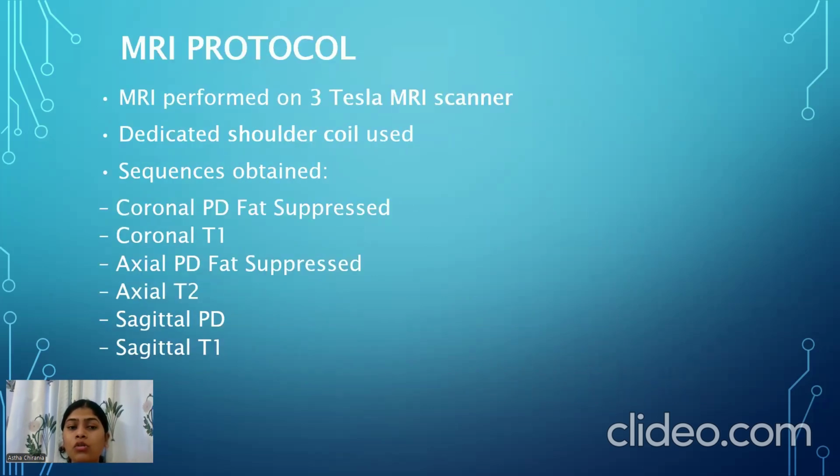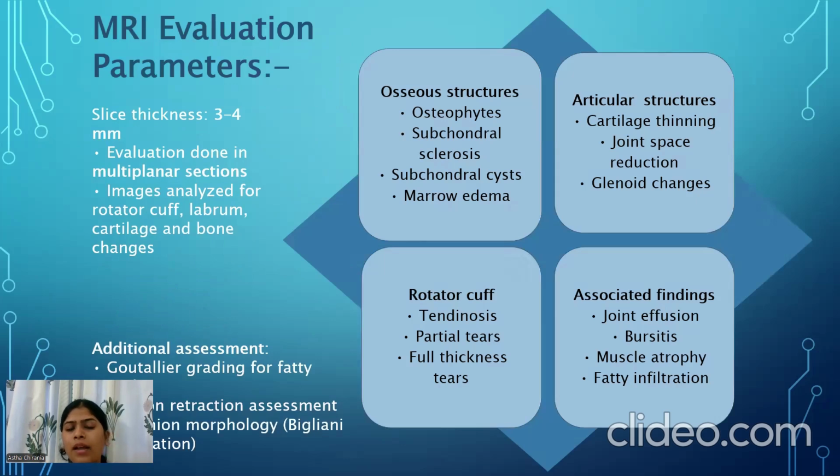The MRI protocol used was, first, a dedicated shoulder coil in a 3 Tesla MRI scanner, and the following sequences were obtained: coronal PDFS, coronal T1, coronal T2, axial and sagittal T2 and PDFS sequences. The MRI evaluation was done using 3 to 4 mm slice thickness, and osteostructure, articular structure, rotator cuff, and associated findings were noted.